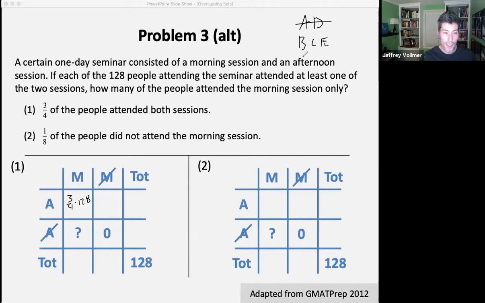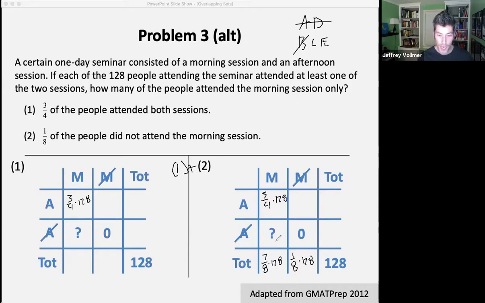Statement 2 says 1/8 of the people did not attend the morning session. So not the morning, 1/8 of 128. Cool, that implies this is 7/8 of 128. But that's still not enough to figure this out because I don't know what this box is. So statement 2 would be insufficient as well. And now you would get to combine them. So now I would take this and just place it in my second box and say, I'm combining statements 1 and 2 now.